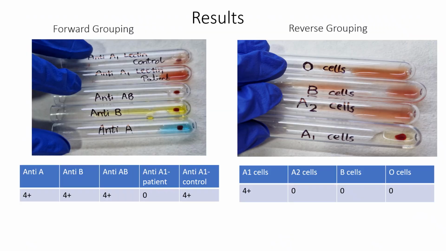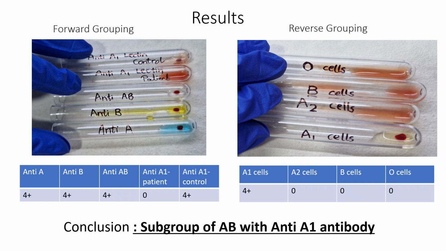This is a side-by-side analysis of results of forward and reverse grouping. In forward grouping, in anti-A, anti-B, and anti-AB, there is a strong 4 plus reaction. In anti-A1 control, there is a strong 4 plus reaction. In reverse grouping, there is a strong reaction in A1 cells and no agglutination in A2 cells, B cells, or O cells. Hence, the conclusion is that this is a subgroup of AB with anti-A1 antibody.